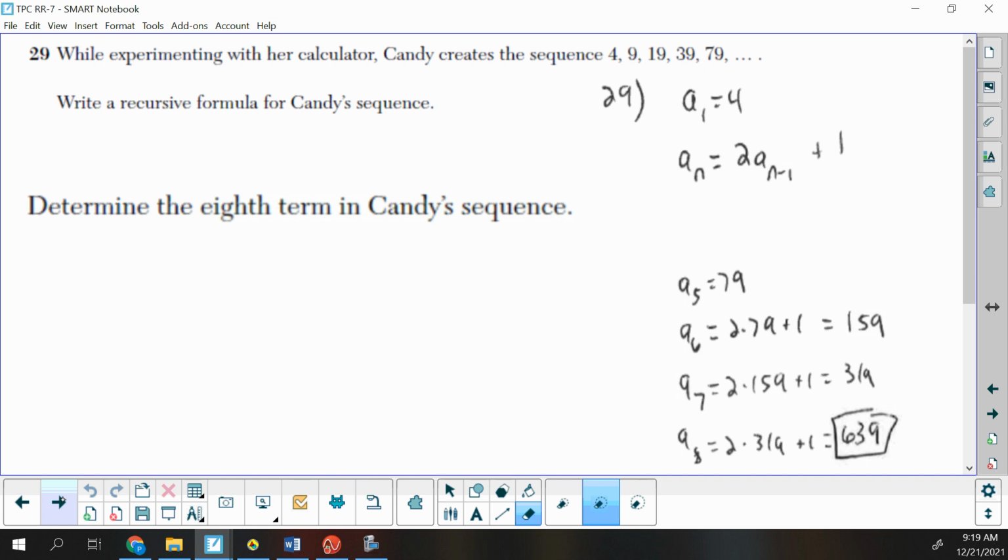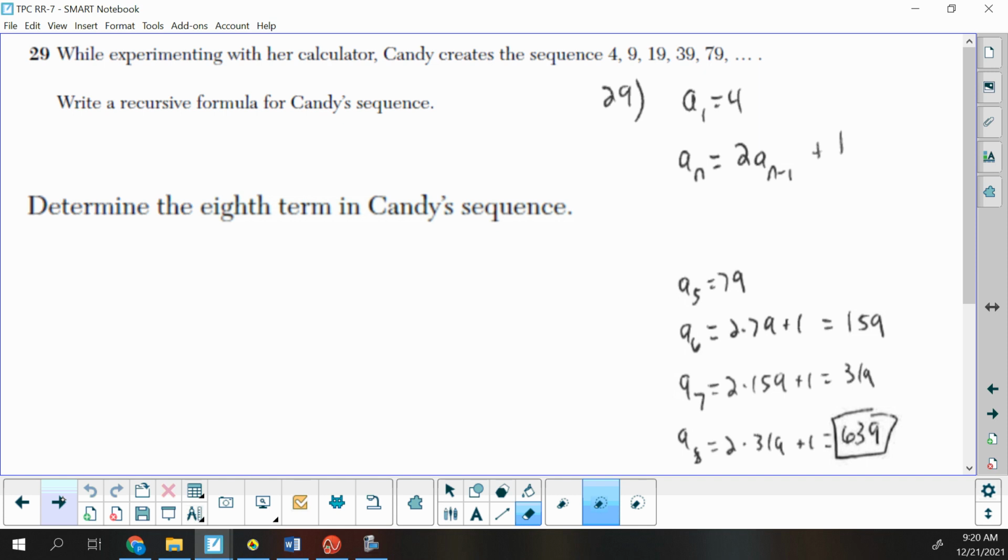For the next one, recursive, we always tell A1 is first, so A1 is equal to 4. And then we have to figure out what the pattern was. And this pattern was a little tricky. There were 2 things going on. Each time we were doubling, and then it was 1 more than the double. So 9 is 1 more than double 4. 19 is 1 more than double 9, and so on.